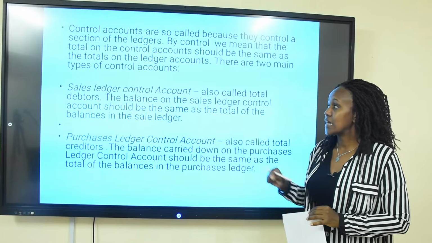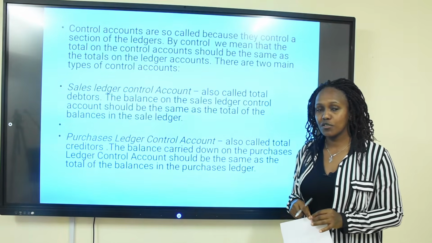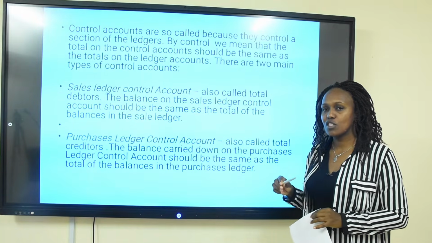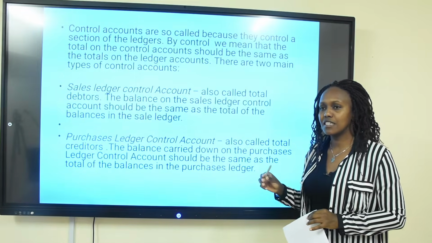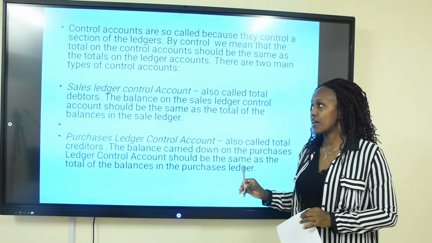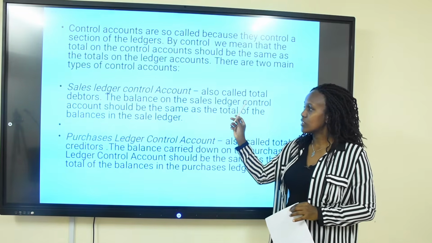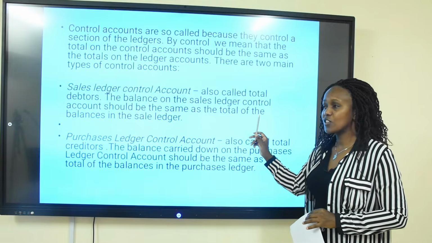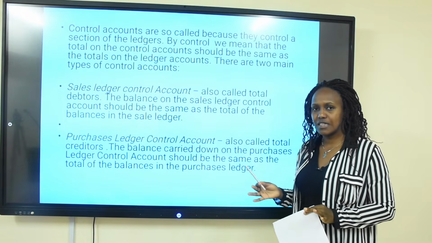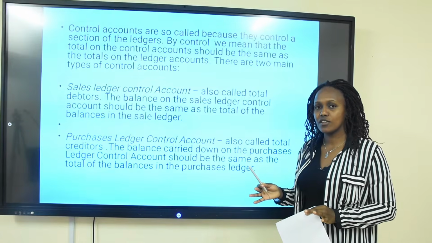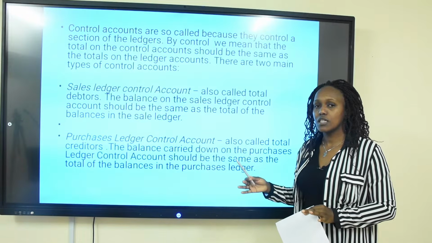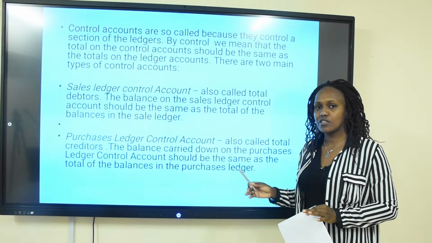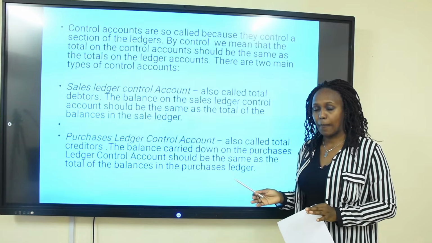One of them is a sales ledger control account. Now, if you sell on credit, you end up creating debtors. So that is why this account is also called the Total Debtors Control Account. It shows the balance of all the debtors in an organization. Now, a control account is a totals account that shows all the transactions affecting a certain category.